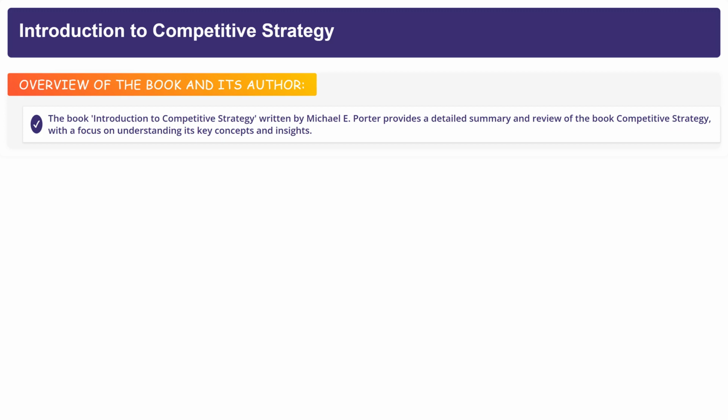It offers valuable insights into the importance of competitive strategy for businesses and emphasizes the need for careful analysis of industry dynamics and strategic decision-making. Overall, the book serves as a valuable resource for anyone interested in understanding and implementing effective competitive strategies in business.